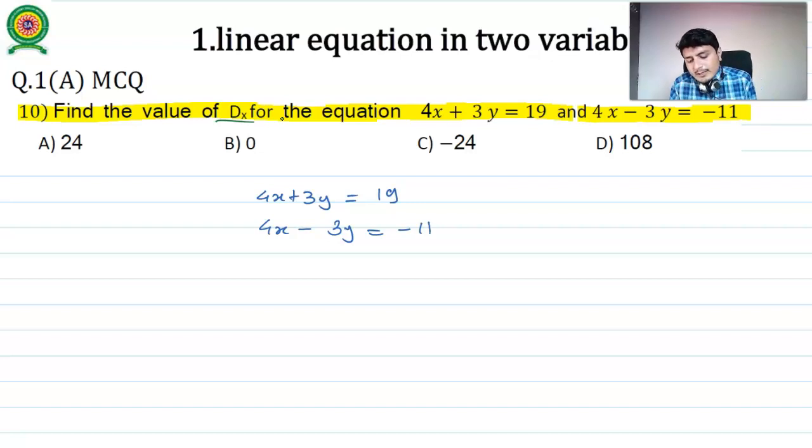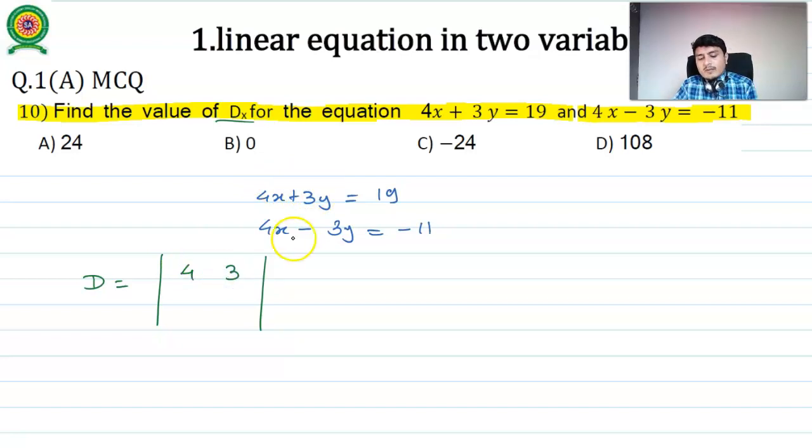So let us try to write firstly the value of D. D means the determinant of coefficients of x and y from equation 1 and equation 2. So which are the coefficients of x and y from equation 1? We have 4 and 3. So the first row becomes 4 and 3.